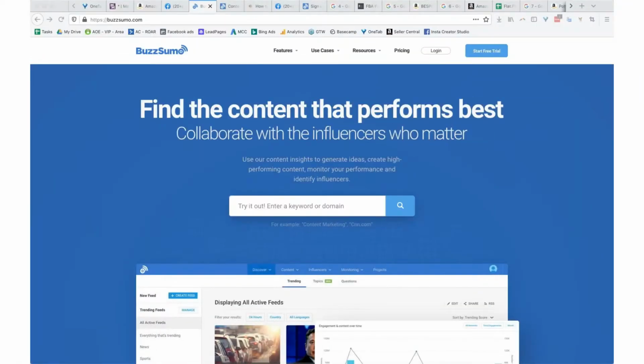Tamzin said, Neil, how do you find brilliant content and ideas for social media? So, pretty easy, actually. The number one platform to use is, I believe, Buzzsumo.